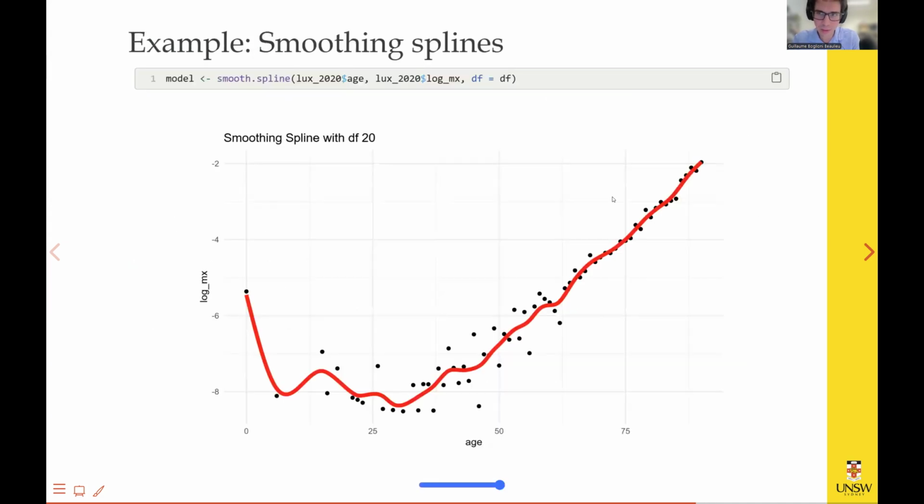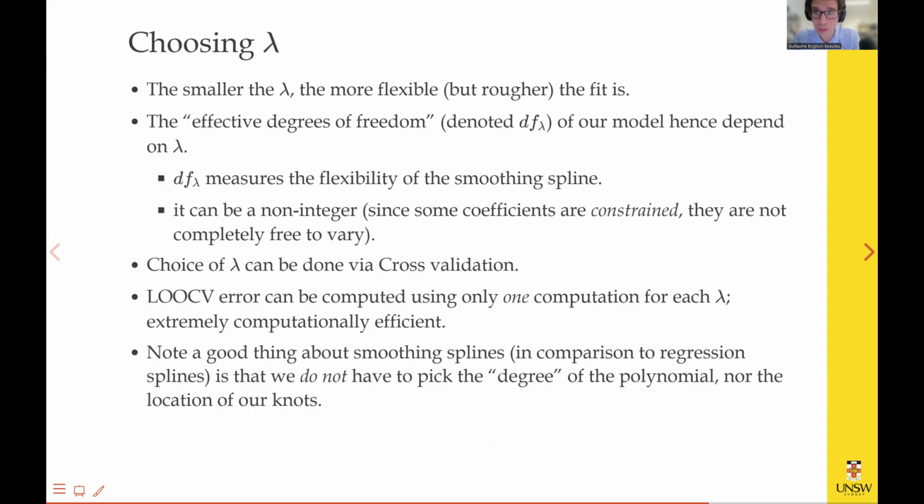In regression splines that we covered before, you need to choose the order of the polynomial. I mean, often we use degree three, but still, technically you need to choose it. And you also need to choose the number of knots and the location of the knots.